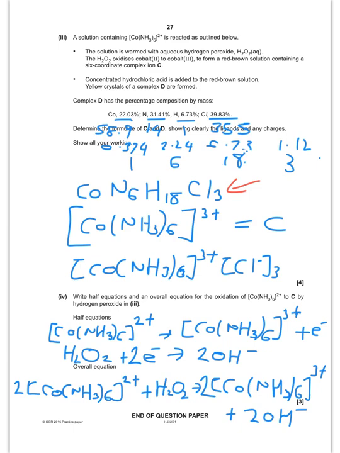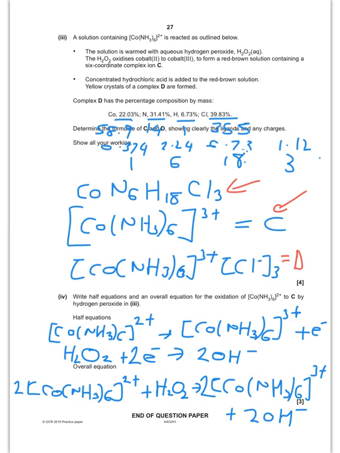So it is the complex which I have drawn there, and therefore the overall complex D is going to have your 3 chloride counter ions here, as I've shown here. So that equals D. So that looks quite complicated. It's actually not that bad, is it really?